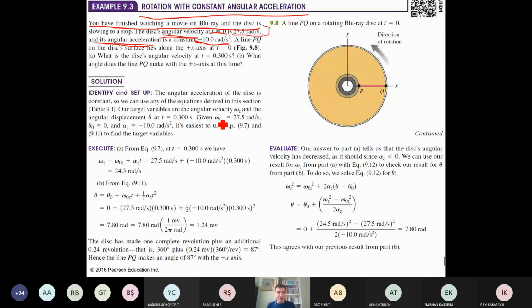A line PQ here, this is the position P, this is the position Q, and here we have a line, on the right side. A line PQ on the disk surface lies along the positive x-axis when the time is 0. What is the disk's angular velocity when the time is 0.3 seconds? And second question, what angle does the line PQ make with the positive x-axis at this time? So angle is asked here. So at the beginning, angular velocity is asked, and in the second question, theta is asked.